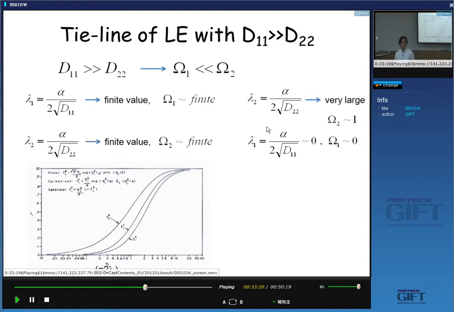In the other case, lambda 2 has some finite value, then the supersaturation of solute 2 has some finite value. Then lambda 1 should be close to 0, because D11 is far larger than D22. Then lambda 2 is located somewhere around here. It means that the supersaturation of solute 1 is near 0. Okay? So it means that if lambda 1 or lambda 2 has some finite value, then it's the opposite for the other. The supersaturation of the other element should be 1 or 0.